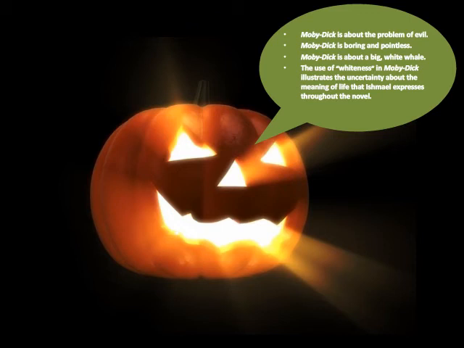The last one is much better. It says, the use of whiteness in Moby Dick illustrates the uncertainty about the meaning of life that Ishmael expresses throughout the novel. So then all of your subpoints can be how whiteness is used on different levels to express the meaning of life. So you really want something that is specific, that's not general, that's not obvious, and that passes what I always call the so what factor.